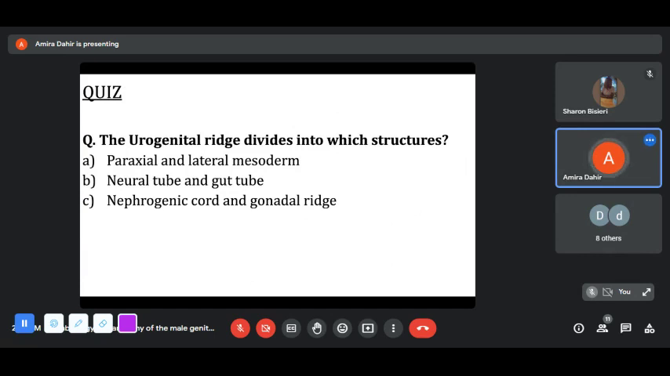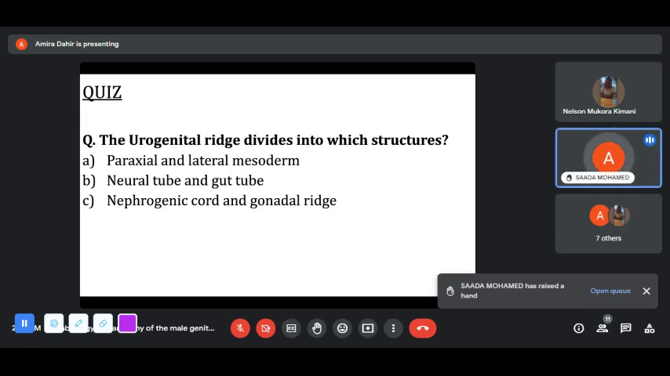A small quiz to refresh our memory. The urogenital ridge divides into which structures? I briefly talked about it earlier. Somebody to answer that?